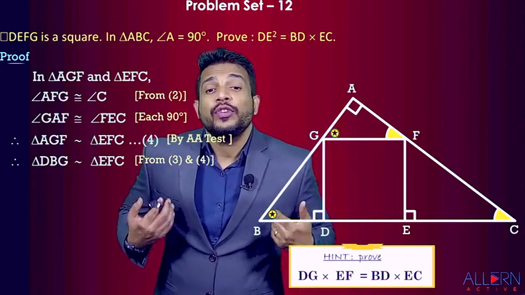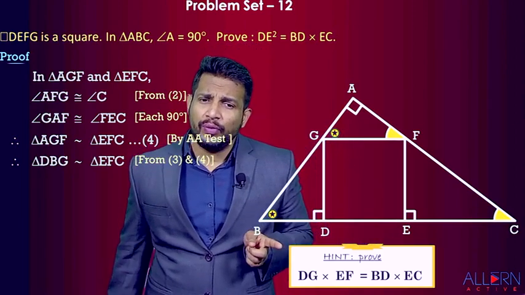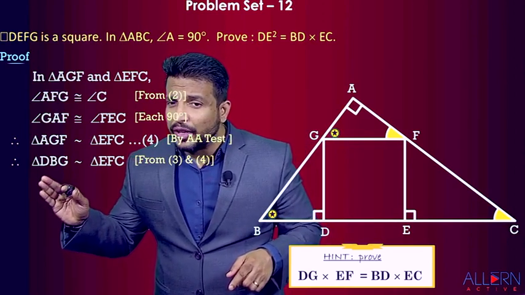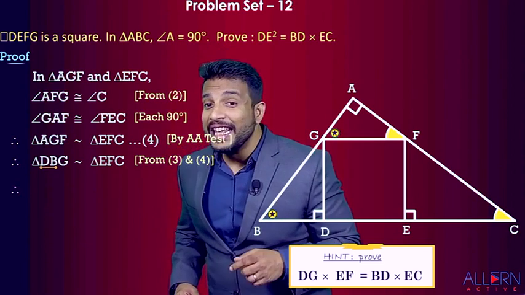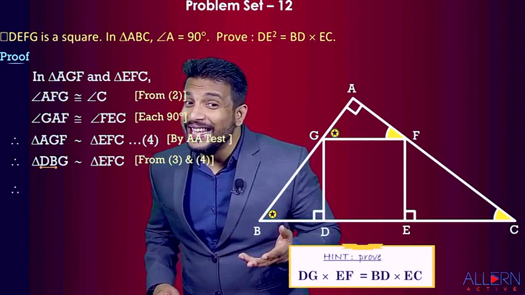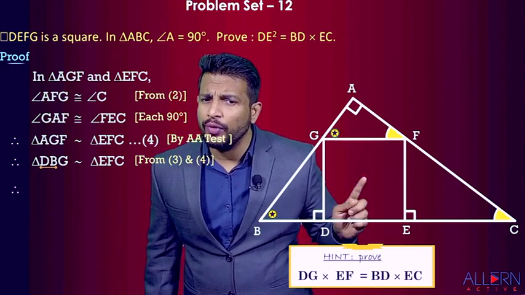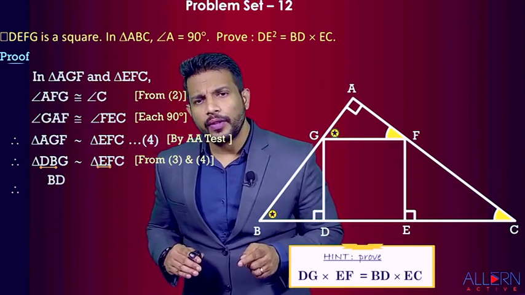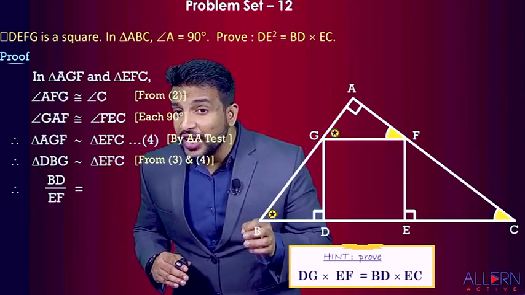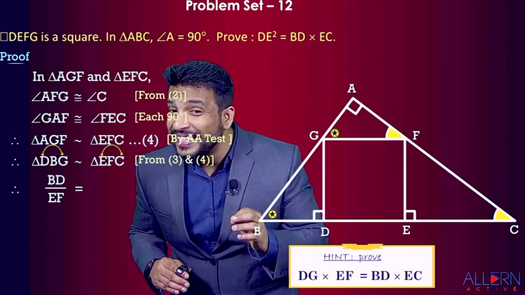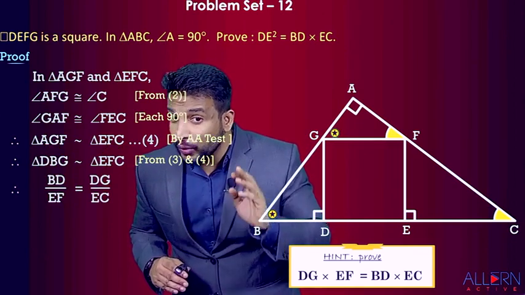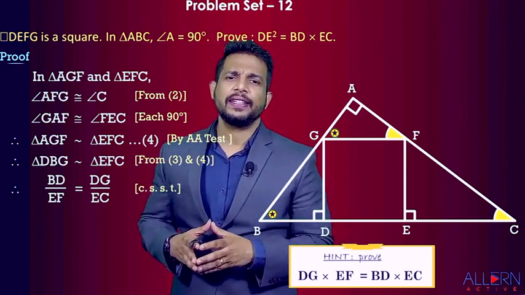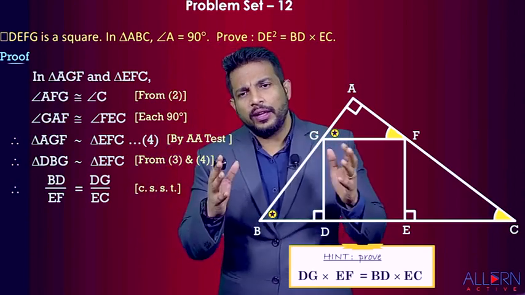Now take the ratios which we want. Which ratios do we want? We want DG, we want DF. Let's take that. So when we take DG, that means it's the first and the third. So we take that DG upon EC. We want DG, we want EC. What else do we want? EF and BD. So we take that BD upon EF. So BD upon EF is equal to DG upon EC. We took those sides which we want. We wrote that, and the reason is CSST, that is corresponding sides of similar triangles.